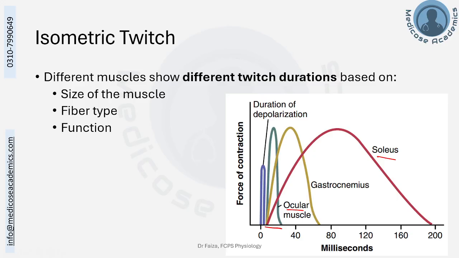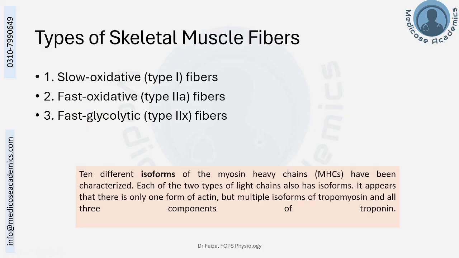So what is deciding the durations of these muscle twitches? The size of the muscle, the fiber type, the function it is performing. What we are going to focus on right now is this fiber type, and how it impacts the duration of muscle contraction and the other characteristics as well. So muscle fibers are of two types, majorly slow and fast fibers.